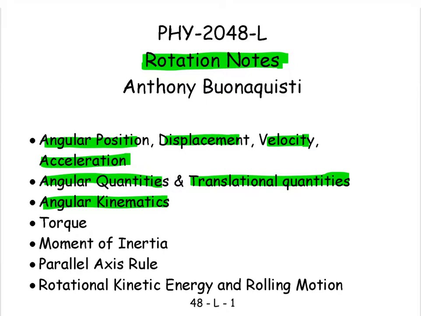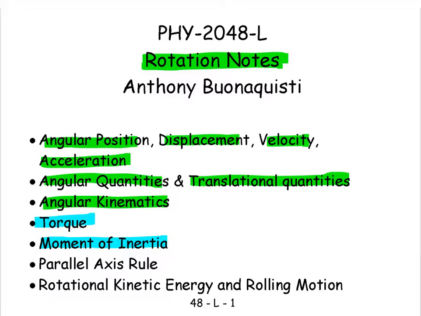And we'll also look at torque, which is the angular equivalent of force. It is the turning effect caused by a force that is not in line with the turning axis. We'll look at moment of inertia, which is the angular equivalent of mass. It is the inertia given to a turning object by mass at various distances from the turning axis.